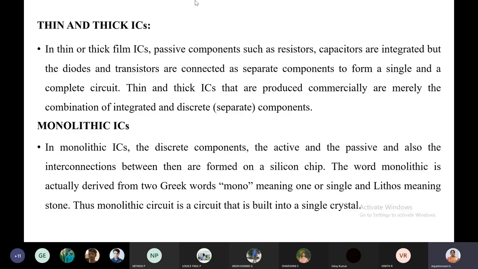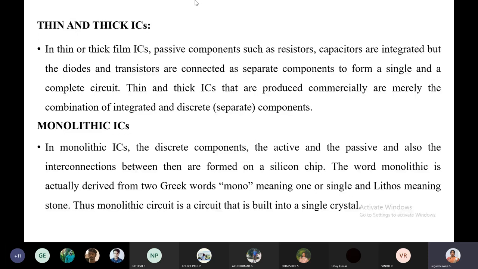In a single IC I cannot fabricate both. I have to make the passive separately and the active separately, then merge them. But it is not that good, right? So thick and thin film ICs are not preferred nowadays. Separate ICs, I have to just merge them. That is the reason we are not using thin and thick film ICs.